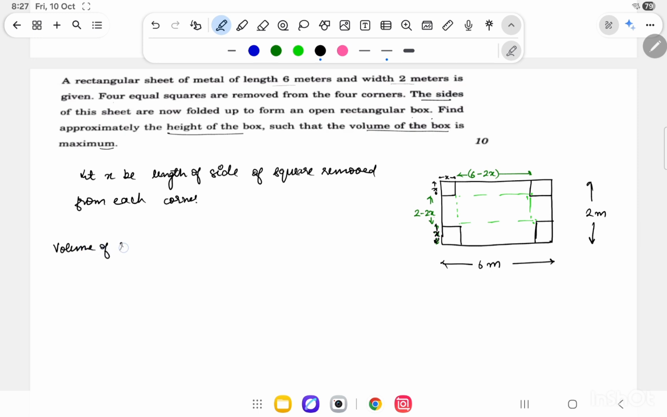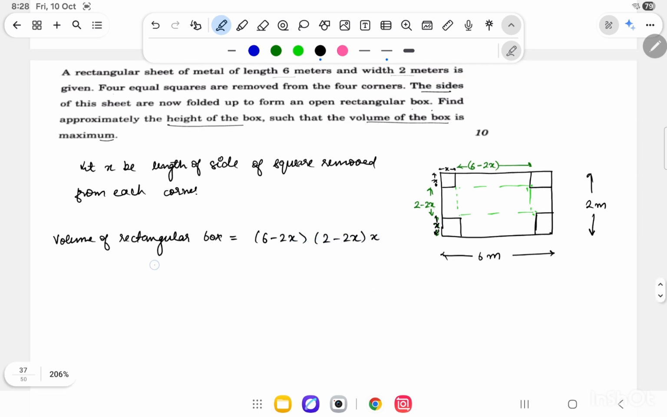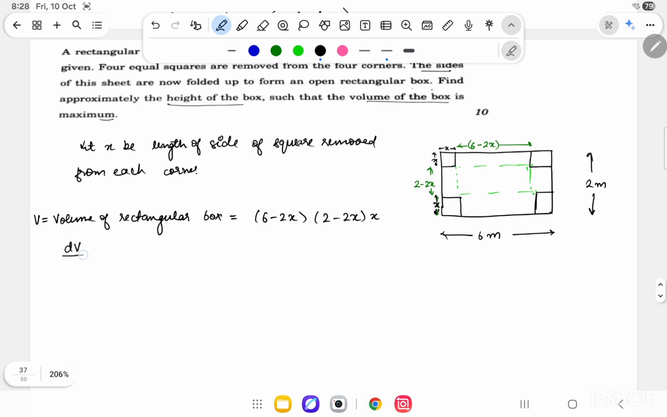Volume of a rectangular box is length times width times height. So length is 6 minus 2x, width is 2 minus 2x, and height is x. Let's just leave it here and denote it with V. So V is our volume and we need to find the value of x such that this volume is maximum. So first let's calculate its derivative with respect to x.